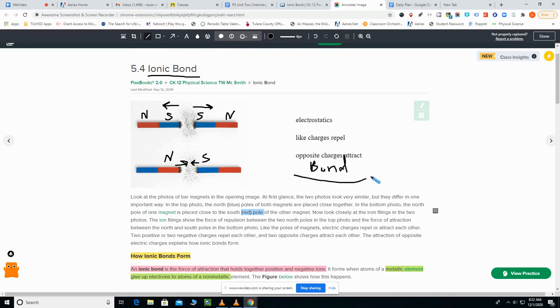So it's this force of oppositely charged particles that creates this bond, which will combine atoms to form new substances. Again, an ionic bond is formed when we have two or more oppositely charged atoms forming a bond.